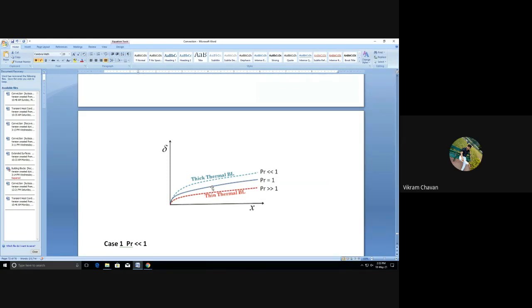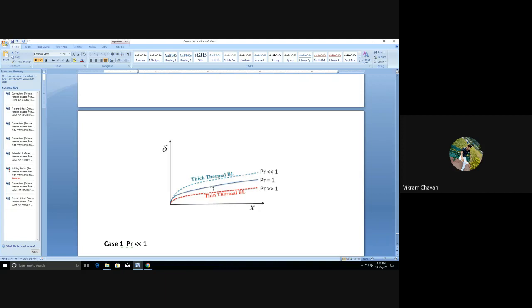And if the thickness of the thermal boundary layer is less than the thickness of the velocity boundary layer, in that case we'll get a Prandtl number greater than 1.